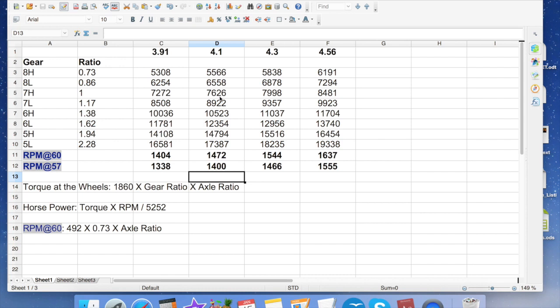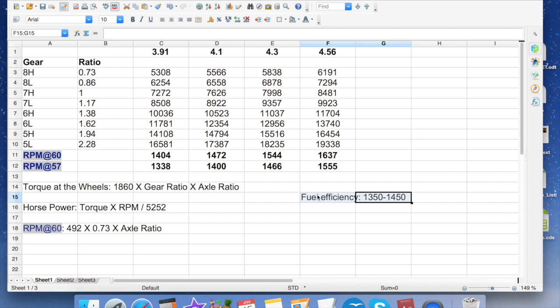So the higher the numeric number is, the higher your engine RPM will be. So 4.56, that's too high for 60, because the Max says that the fuel efficiency is between 1350 to 1450 RPM.